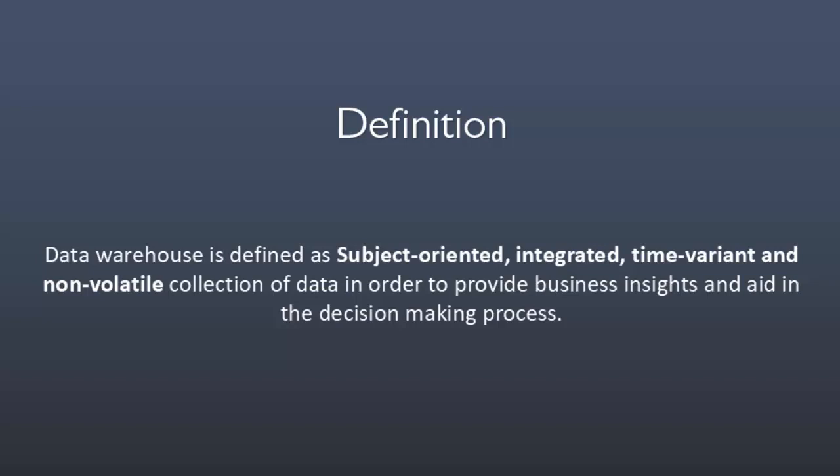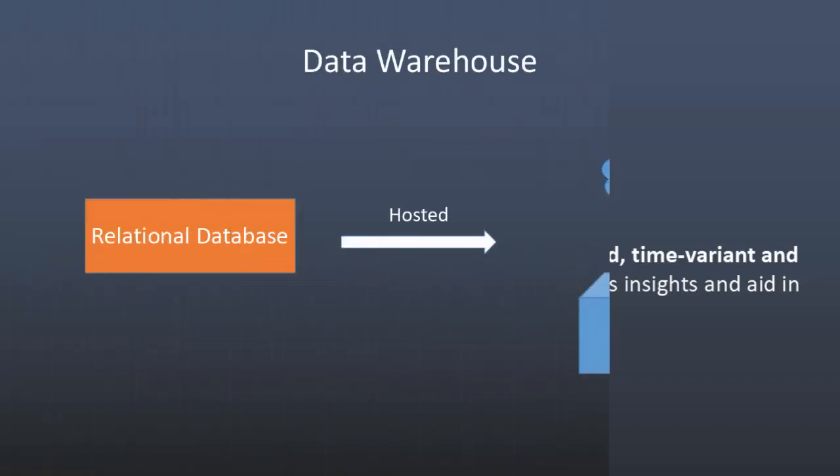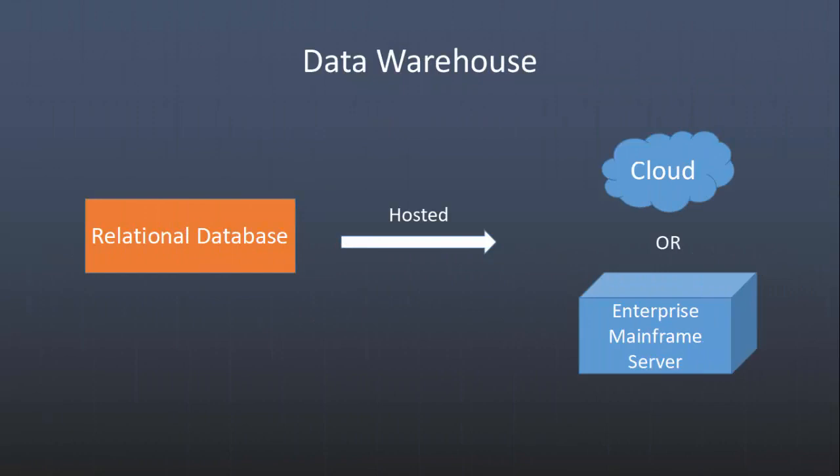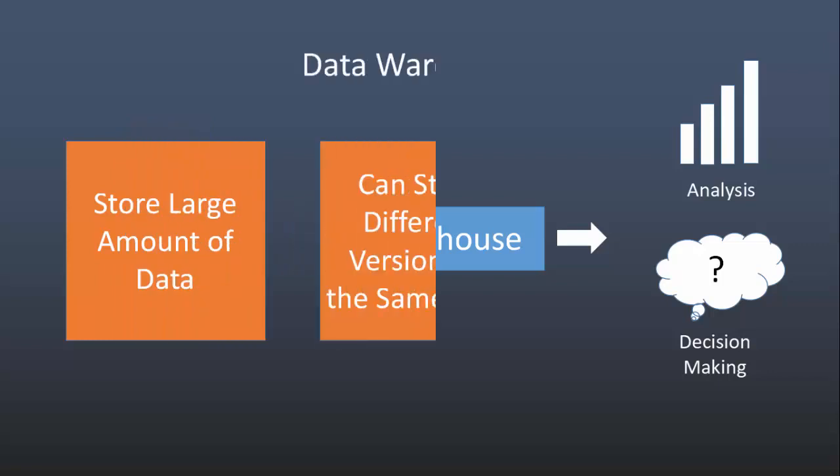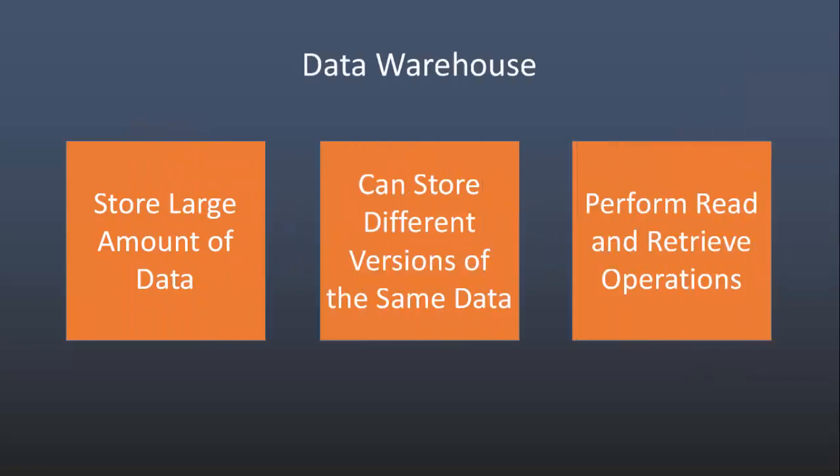Now, let's go through the concepts of data warehouse. A data warehouse is a relational database which is hosted on a cloud or an enterprise mainframe server. Data warehouse takes data from various heterogeneous sources, and the data can be anything like production data, internal data, archive data, etc. It takes the data and helps in the process of analysis and decision making for any business.